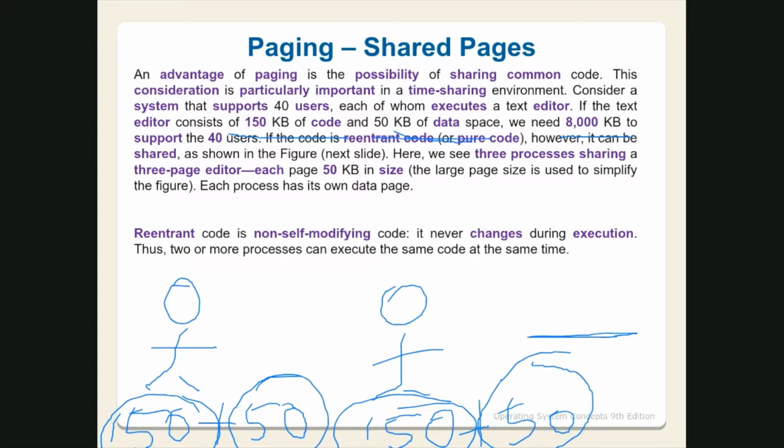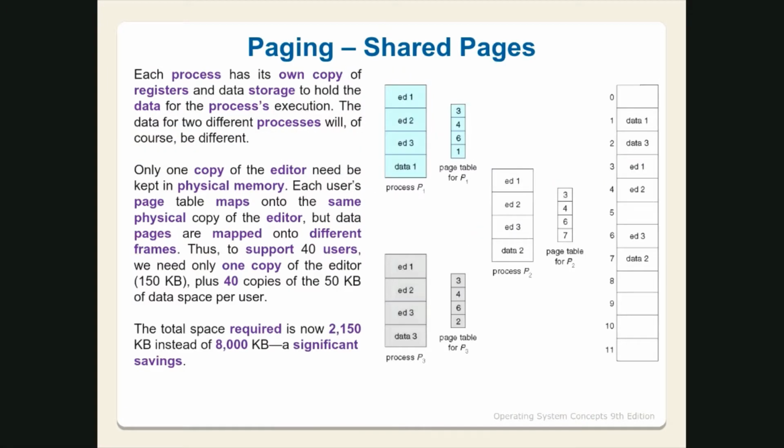Just one thing. So here, just to go through this point also, re-entrant code. What do you mean by re-entrant code? It is non-self-modifying code. What does it mean? It's not going to change during the execution. So, I'm opening a Word app and many people are going to use it. It's not going to be changed during that time, so many people can use it at the same time. That's re-entrant code. Let's keep this point in mind.